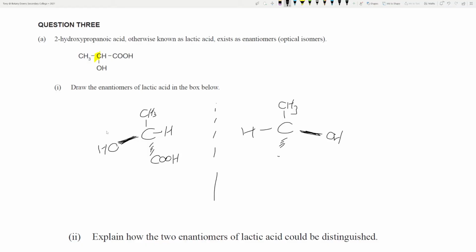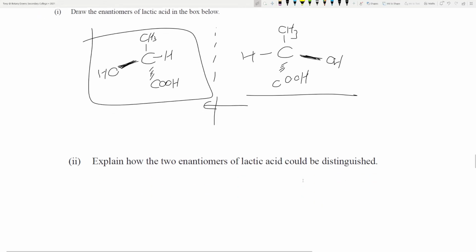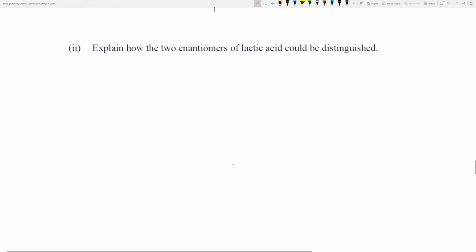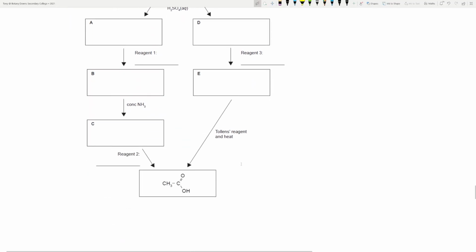Okay, so this is no exception. You have to be able to do this. This one you can do whatever you want, but this one has to be a mirror image of the one that we drew. Now, how do we distinguish enantiomers? You shine polarized light through them. They will rotate the plane of polarized light in opposite directions: one goes clockwise, one goes anti-clockwise.